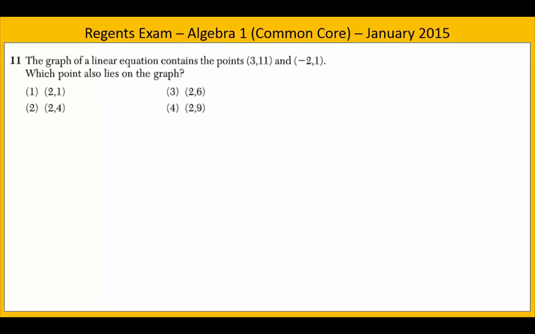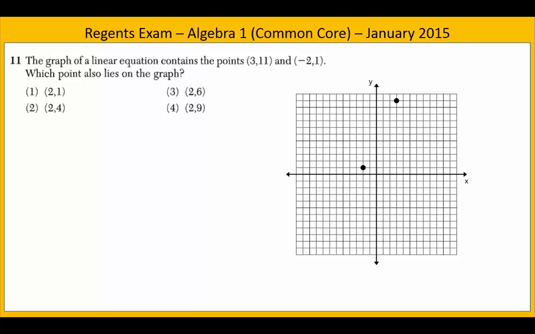Exercise 11 has several options as to how we could solve this problem. We're given 2 points, (3, 11) and (-2, 1), and we're told that they're on a line. We want to know which of the given points is also on the line. Perhaps the easiest way to solve this problem would be to construct a graph. Use the graph paper in the back of the exam to set up a graph, plot the 2 points, and connect them with a line.